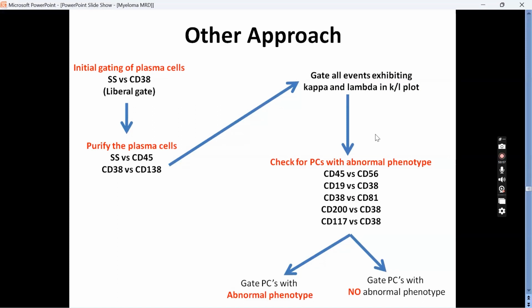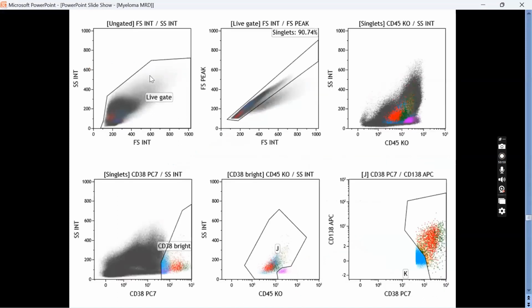I'll show you an example here. This is a different case. So live gate, singlet, similarly, and then CD45 bright, I'm including with a very liberal gate with high side scatter gate, and then purifying, excluding the CD45 bright population.